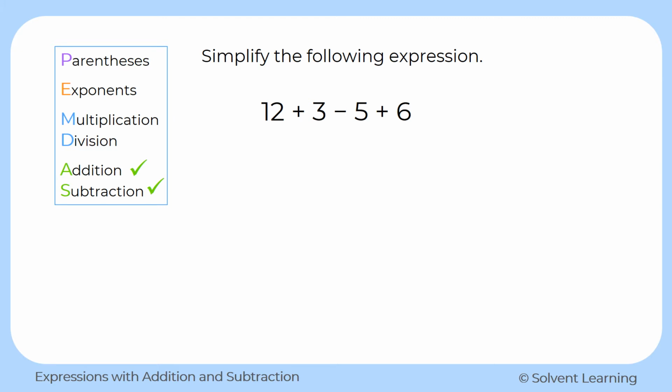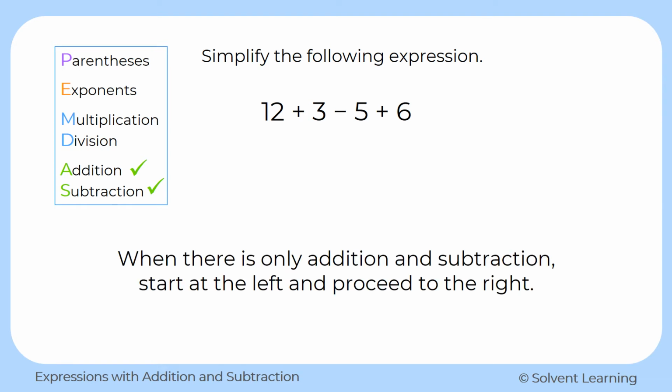Now remember, addition and subtraction get done at the same time. So when there's only addition and subtraction involved, we start at the left and proceed to the right. Okay, we're going to do this all in one step. We'll break it down and do each piece separately, but it's really doing everything all together because addition and subtraction get done at the same time. So it's going to be kind of like we're reading a sentence. Start left and move to the right.